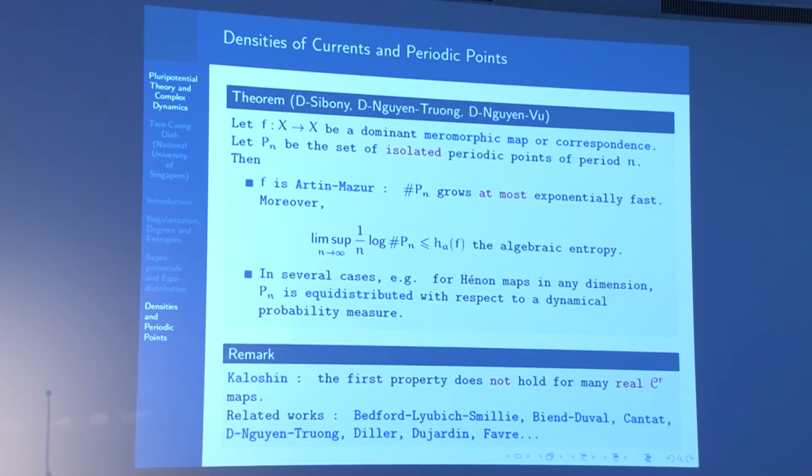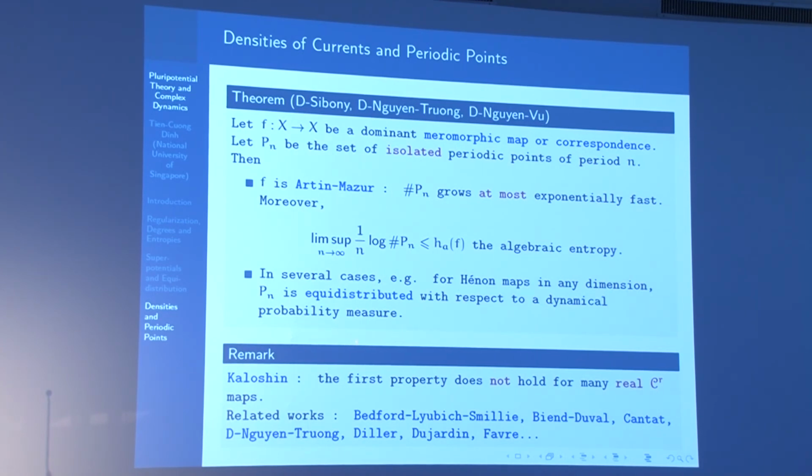Okay, so now here is an application of the theory. Take any map or correspondence from X to X, and let P_n be the set of isolated periodic points of period n. The set of periodic points of period n is given by some equation, and the solution of the equation can be a variety of positive dimension. So we only consider isolated periodic points. We forget the families of positive dimension of periodic points, only isolated points. And we count the number of isolated periodic points. And you can show that the cardinality of P_n grows at most exponentially fast. And we can bound it using the algebraic entropy.